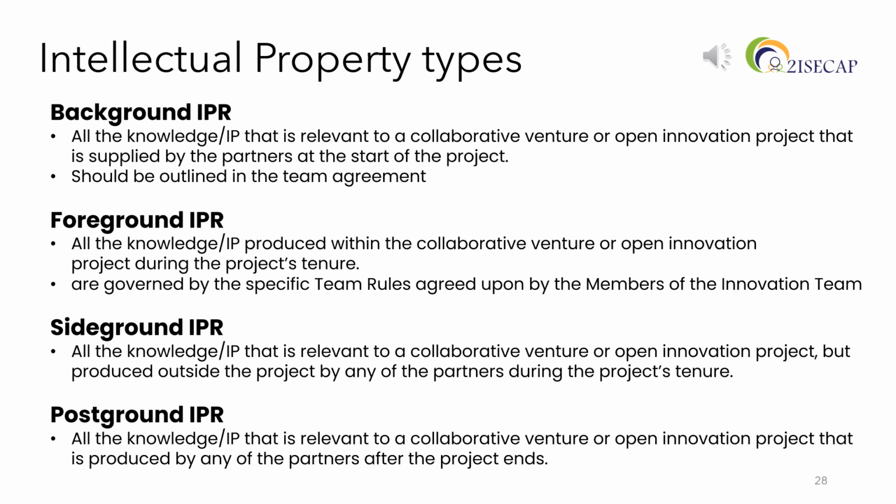Here are some key terms of intellectual property types. Background IPR is where all the knowledge that's relevant to the collaborative venture is supplied by the partners at the start of the project. It should be outlined in the team agreement. Foreground IPR is all the knowledge within the collaborative venture that is produced during the project's tenure. This is governed by the specific team rules agreed upon by the members of this innovation team and should be outlined in a contract.